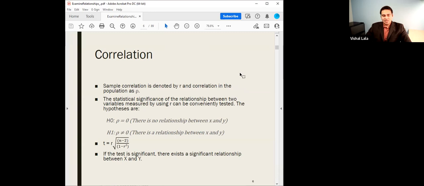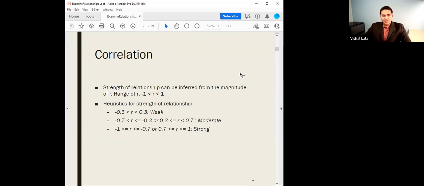The hypothesis tested for correlation is as follows: H0, rho is equal to 0, or there's no relationship between X and Y. H1, rho is not equal to 0, or there is a relationship between X and Y. We typically assess this using a t-test. If the test is significant, then one rejects H0 and concludes that there exists a significant relationship between X and Y.